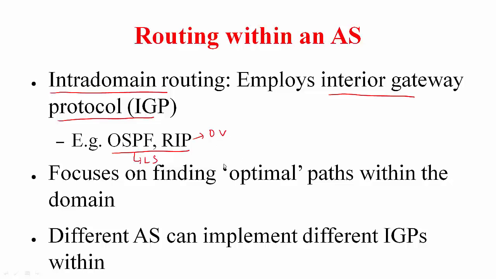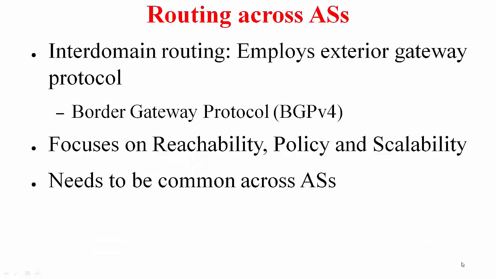Often the focus of these interior gateway protocols is finding optimal paths within that particular routing domain. And naturally different autonomous systems, because they are distinct, can implement different IGPs. One can implement RIP, another can implement OSPF, and so on. However, to route across autonomous systems, you need a different routing protocol. This is called the inter-domain routing protocol, and this employs what is called an exterior gateway protocol. BGP is one such exterior gateway protocol, and the current version is BGP version 4.